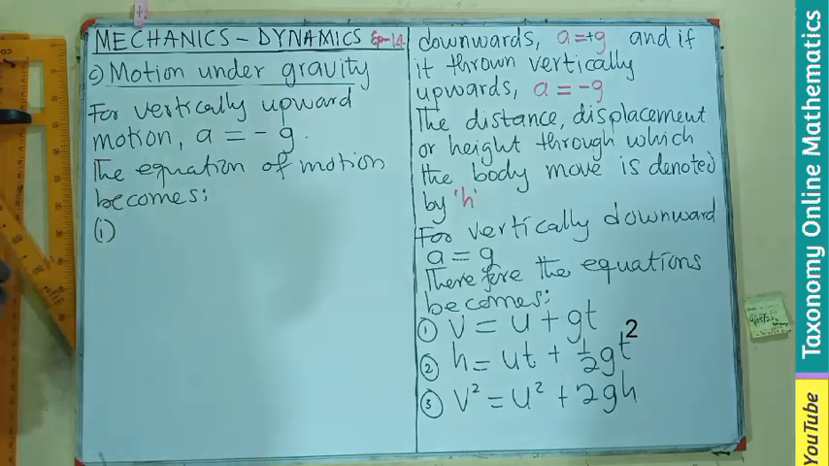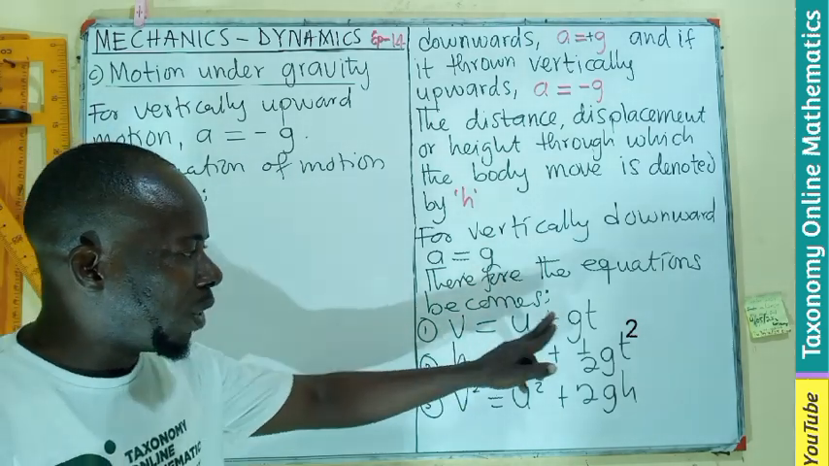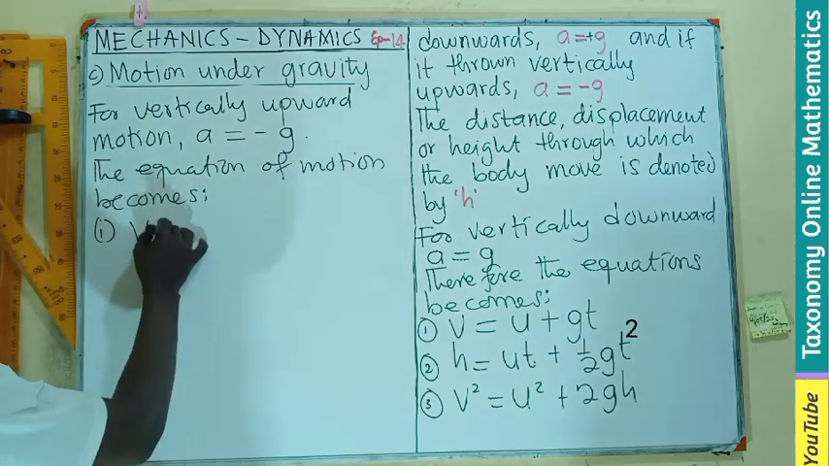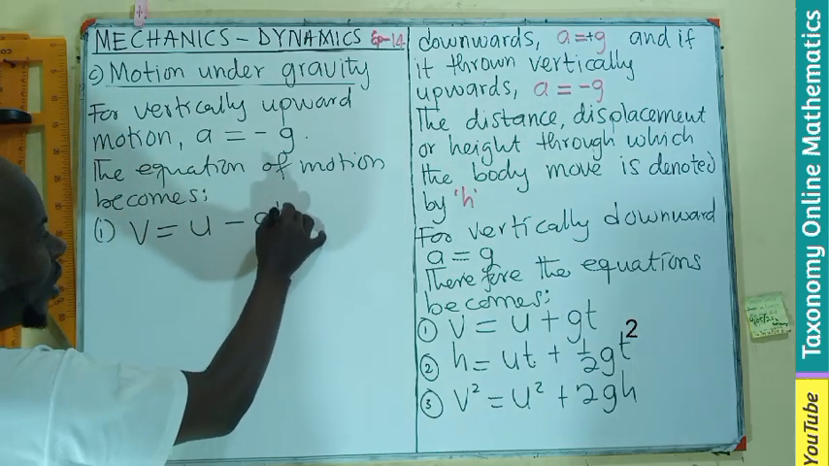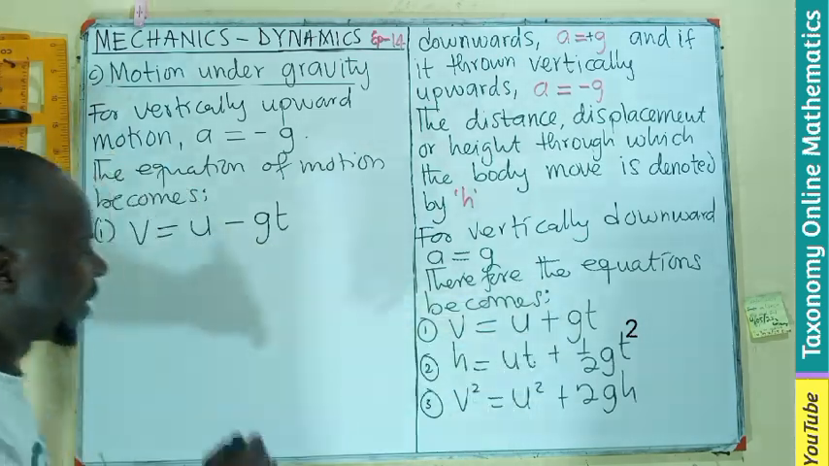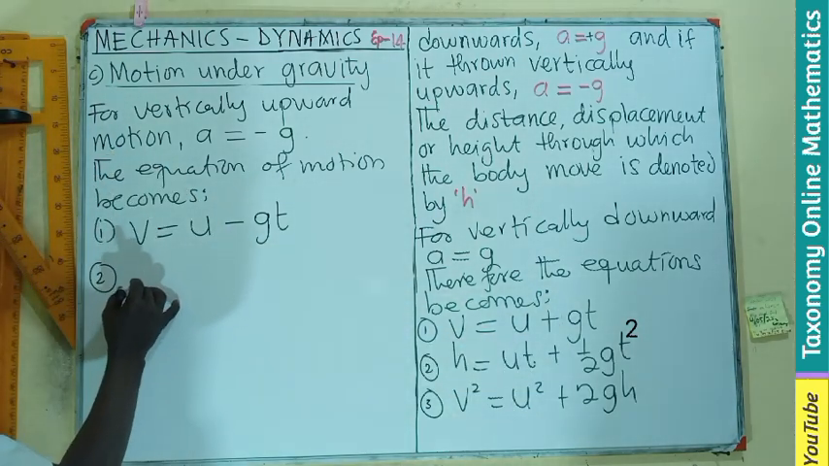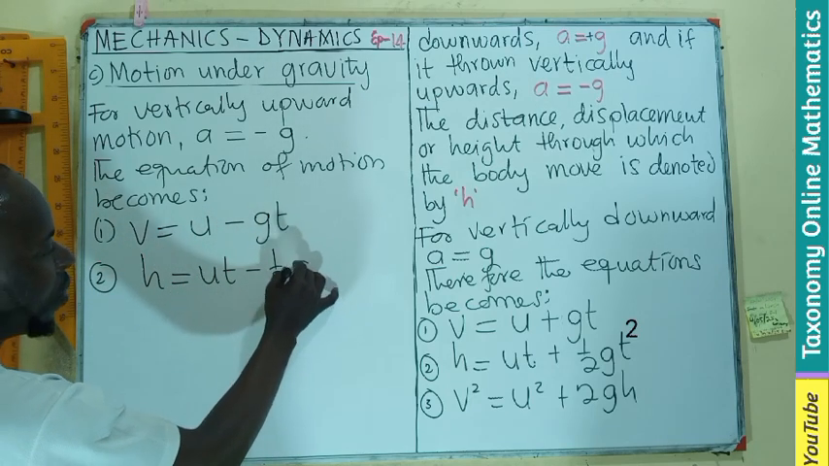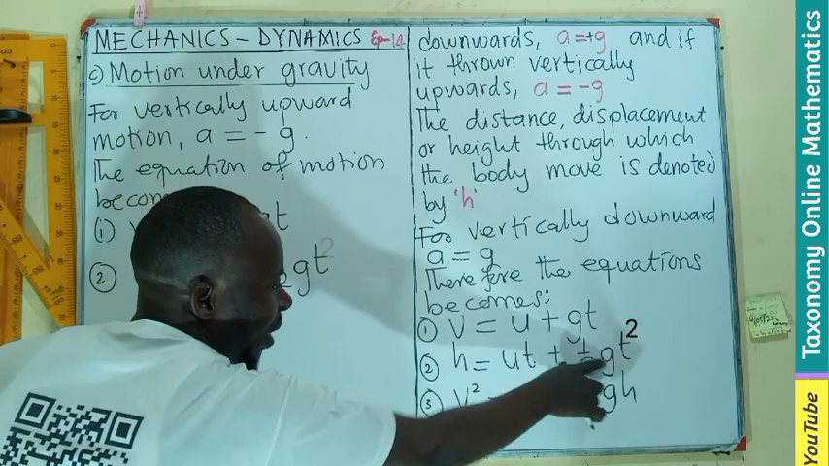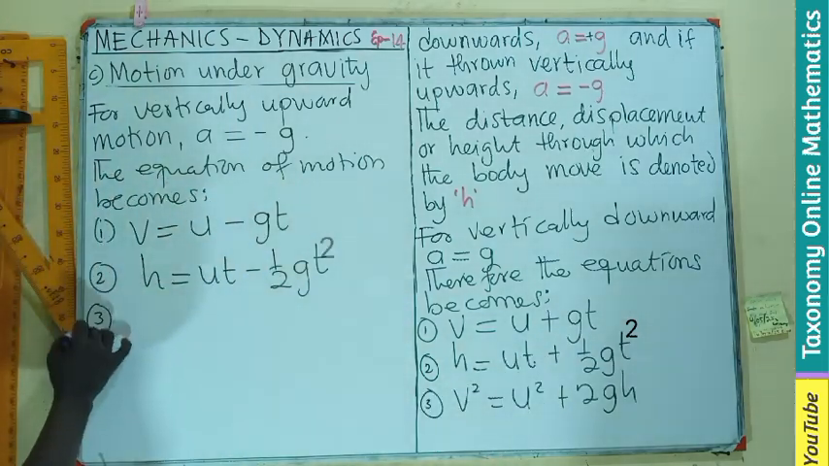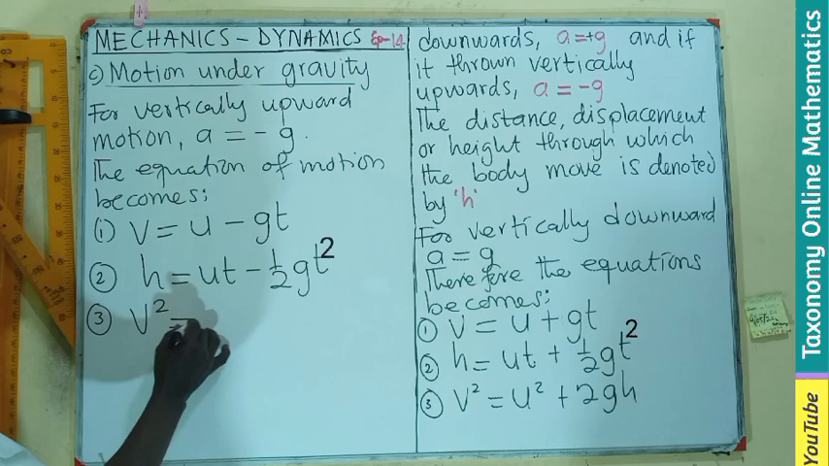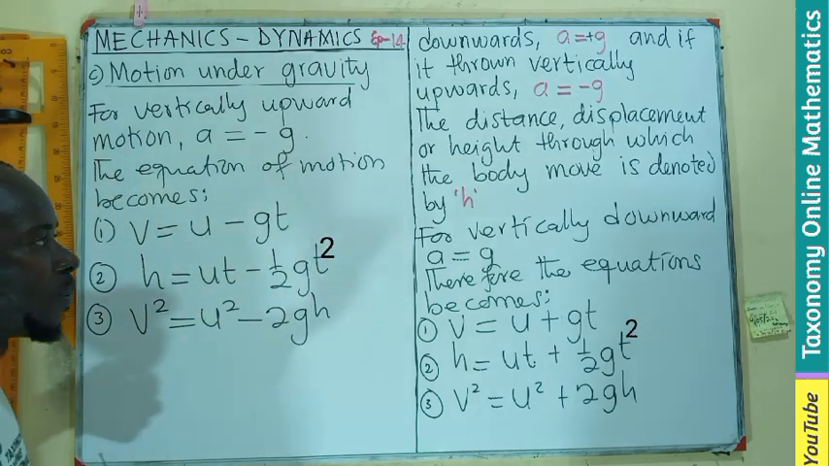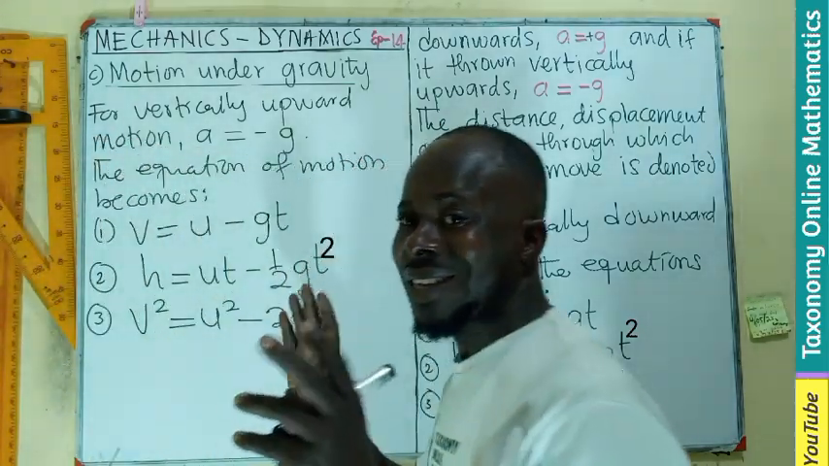so the first equation of motion, since we have it here, I am only going to change the g from positive to negative, and that gives you v equals u minus gt, because g is now negative. Then the second one is going to be h equals ut minus half gt squared. This becomes negative, affecting this. Then finally, we have v squared equals u squared minus 2gh.